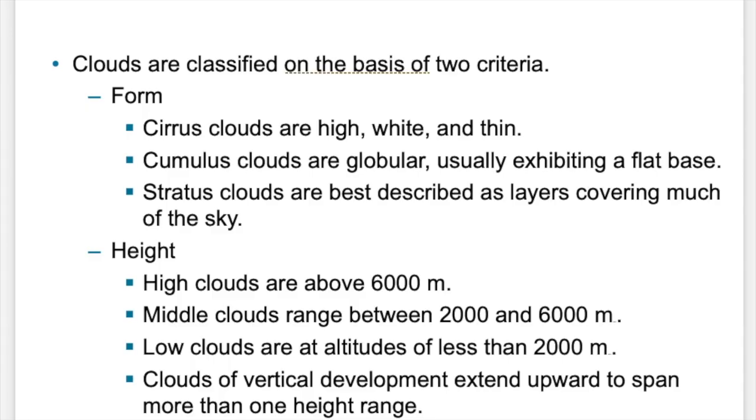And clouds are broken down even further by the height. So high clouds are above 6,000 meters, middle clouds range between 2,000 and 6,000 meters, and low clouds are at altitudes of less than 2,000 meters. And then we have another category of clouds of vertical development, extended upwards to span more than one height range. So this could reach the tropopause boundary layer.